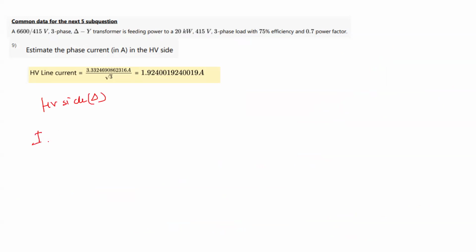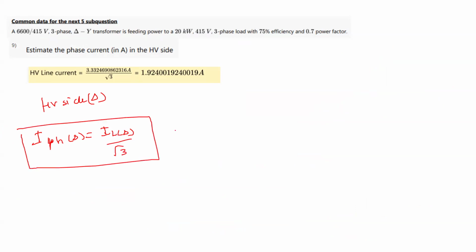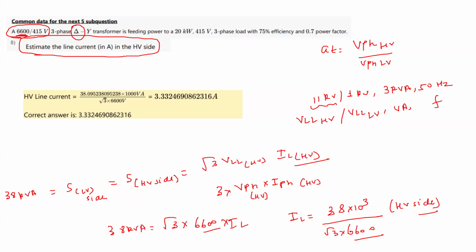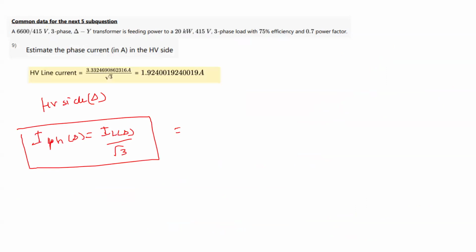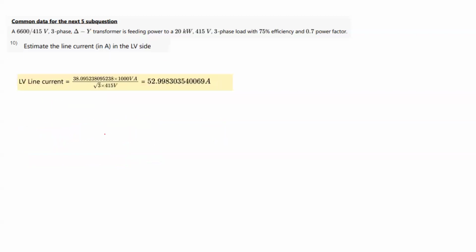For delta, what is the relation between the phase current and line current? From the previous question, we have obtained the line current value, something like 3.33. So you do 3.33 by root 3. This will give you the phase current on the delta side, or the HV side, because HV here is the delta. Now we move to the next question.